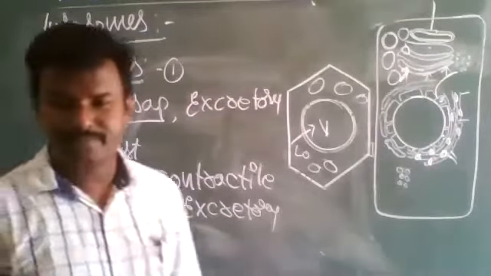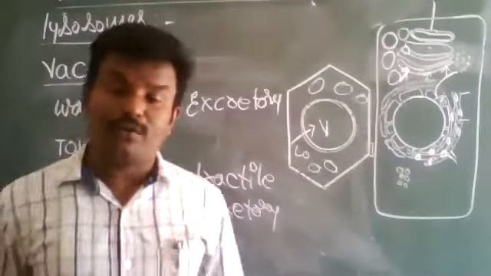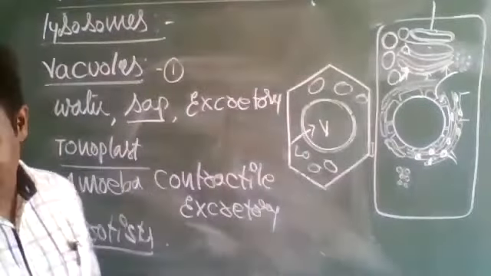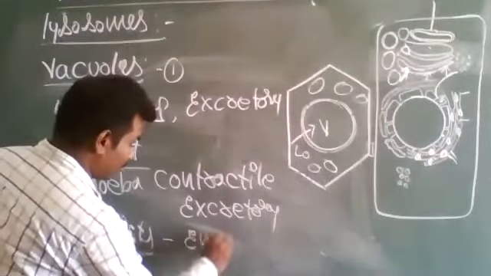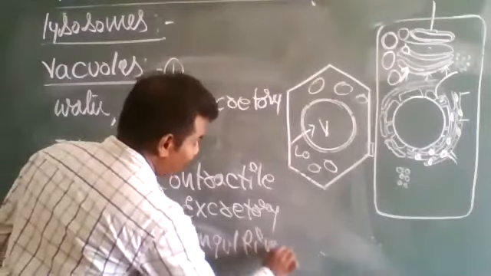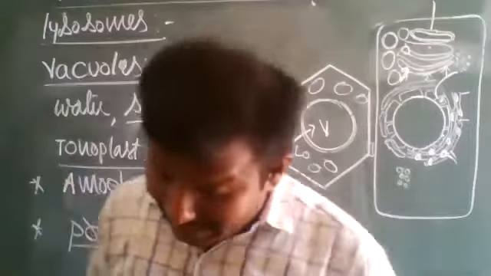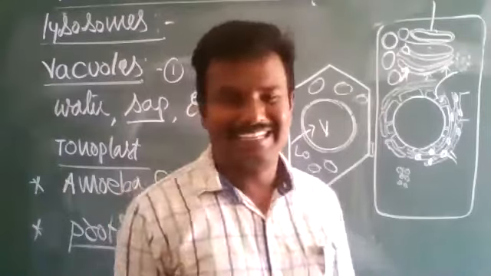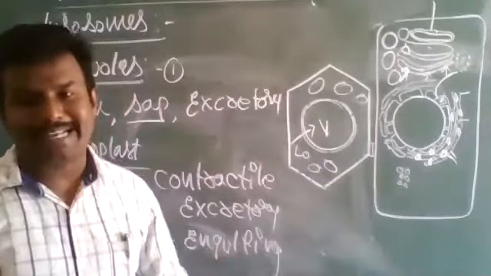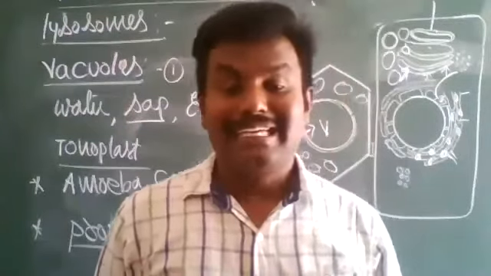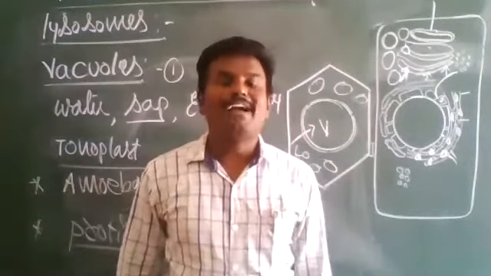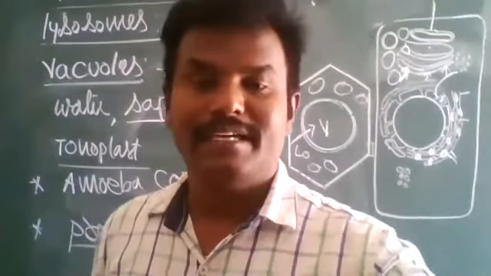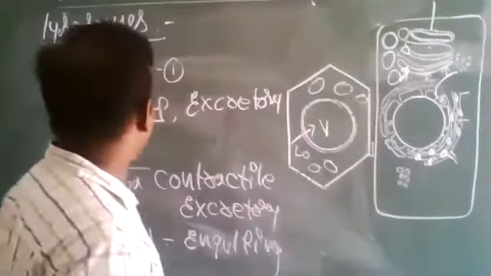In some unicellular organisms like protists, see the food vacuole. In the protist organisms, food vacuoles are formed by engulfing the food particles. Engulfing means what? Swallowing the food particles. When it swallows the food particles, in the protists, food vacuoles are formed. Okay, that is the explanation about the vacuole.